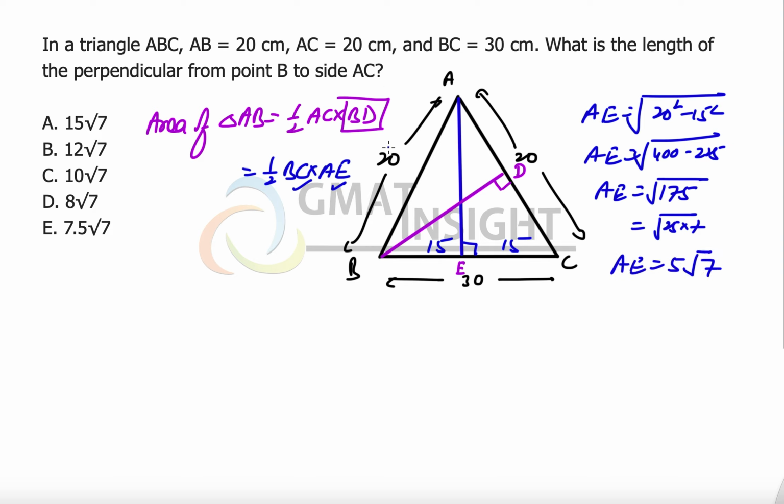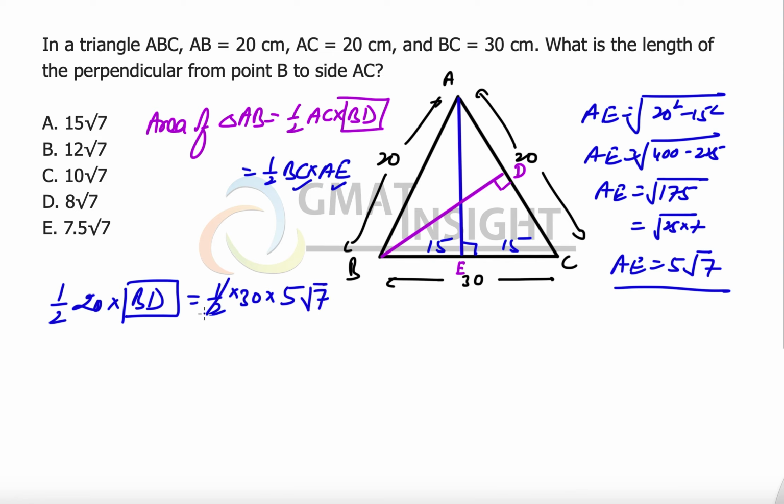Now we are simply going to equate the two areas. That means half of AC, now AC has length 20, times BD, which is what we have to calculate, should be equal to half of BC. BC has length 30, while AE, which is the perpendicular, has been calculated here, which has length 5 square root of 7. Now we substitute all the values, start simplifying, the 0 cancels out.